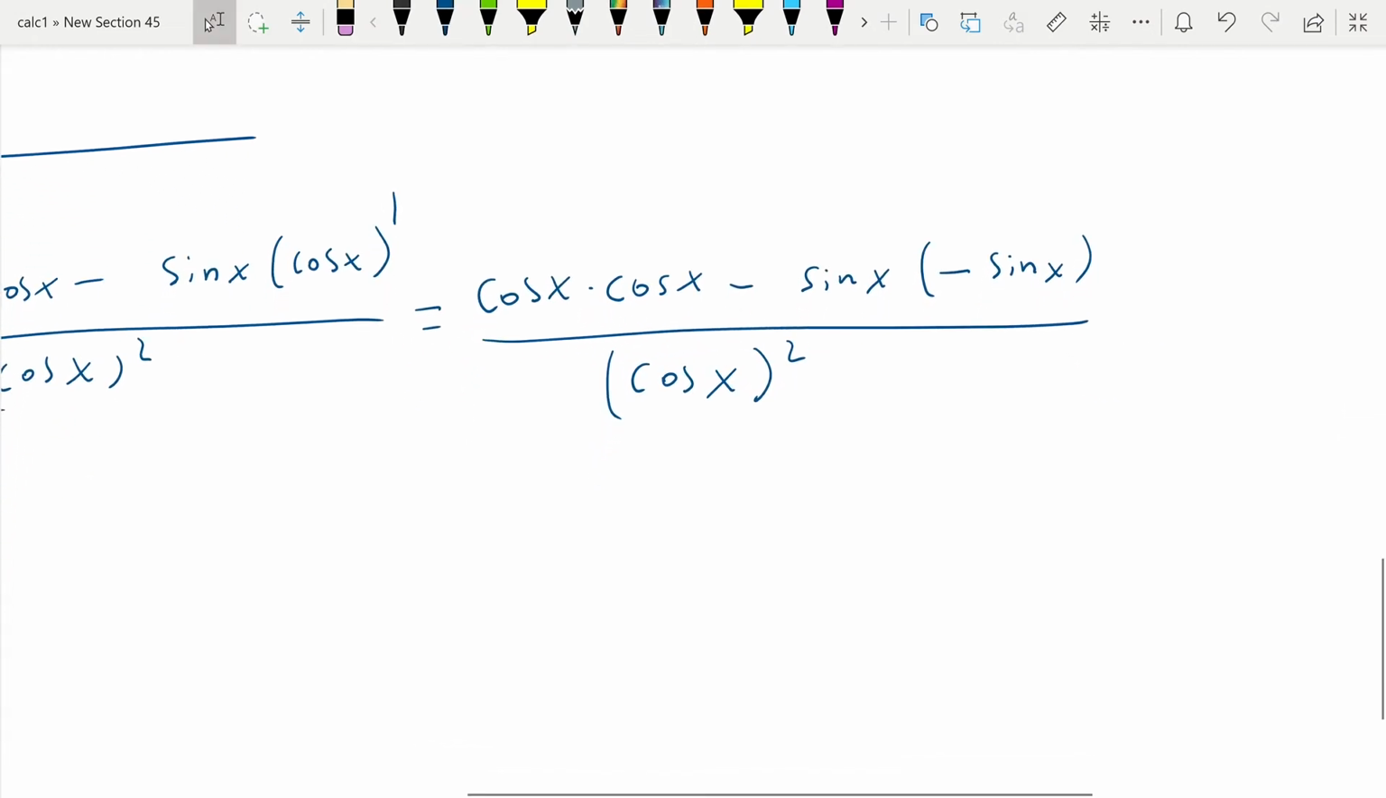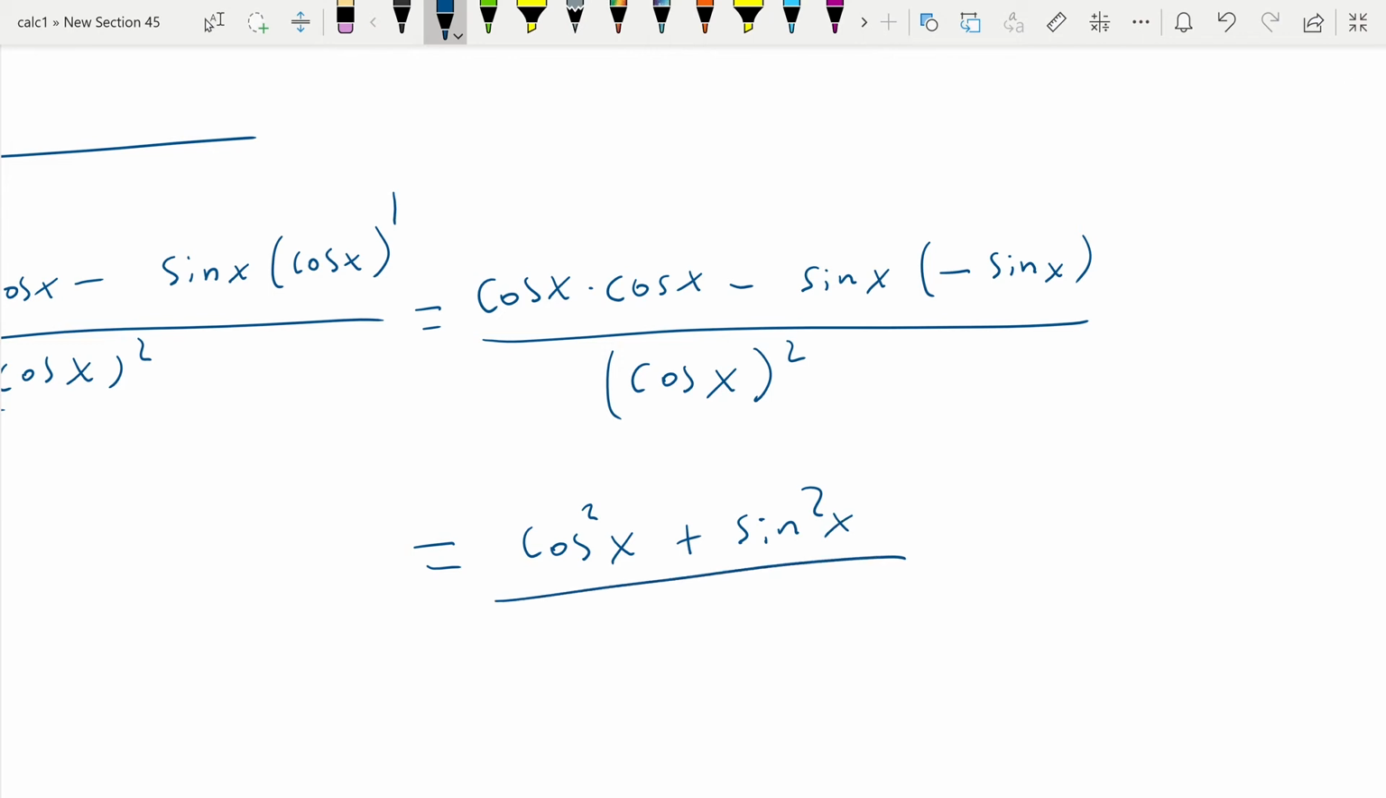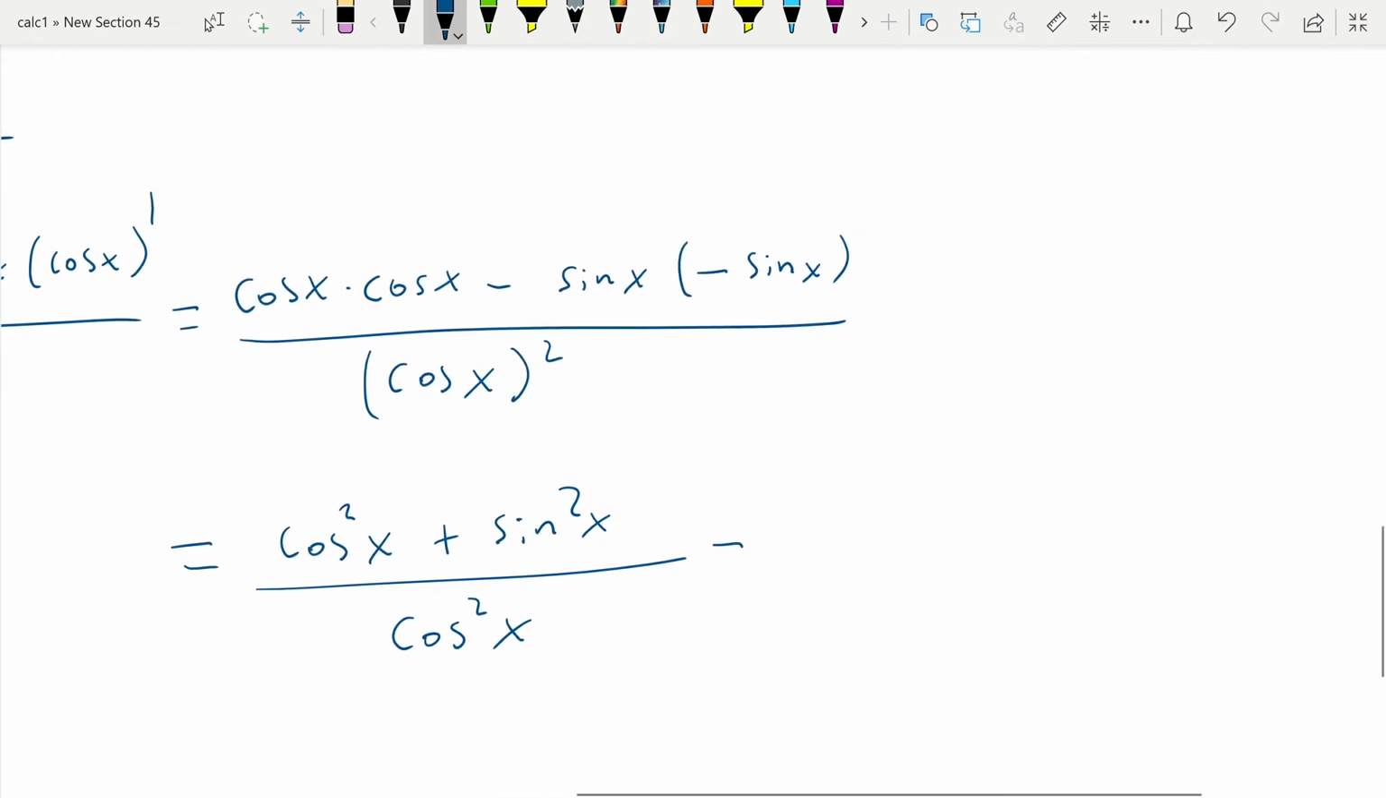But here, this is just cosine squared of x. Now minus times minus becomes a plus, so we have plus sine squared of x divided by cosine squared of x. Now, if you remember from pre-calc or algebra 2, I don't know when you cover these things, cosine squared plus sine squared is equal to 1.